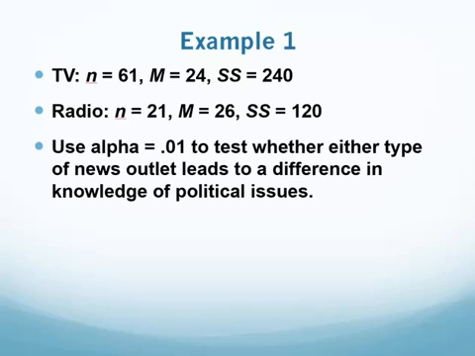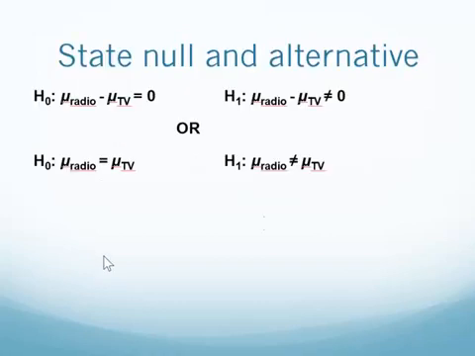So again, when there's a lack of a specific directional prediction in the scenario that you're working through, whether it's on the homework, a quiz, or the exam, then you treat it as if it's a two-tailed test. And so that's what I've done here. And note that these are the different ways in which you can state this. Remember, there are 2 acceptable ways according to APA that you can state the null and the alternative.